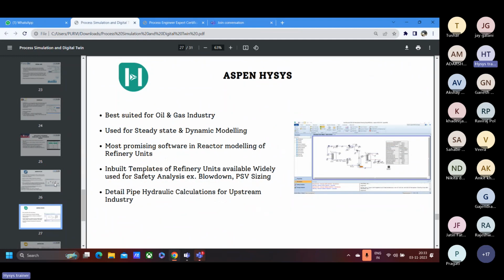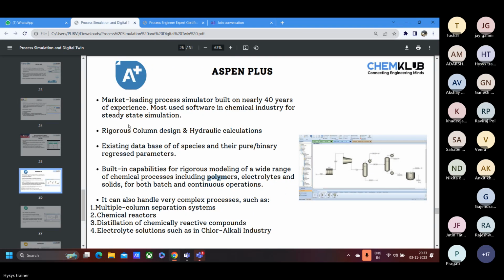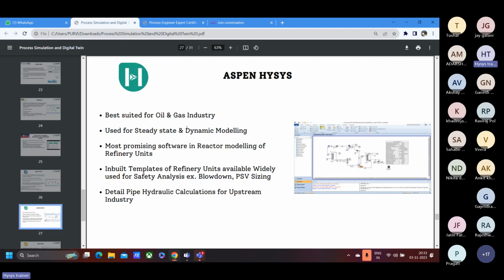Another is Aspen HYSYS. So in Aspen Plus, I said that it is static, that is steady state simulation, but in HYSYS you can also do dynamic simulation. That is the only difference. This is most suited for oil and gas industries. Inbuilt templates are also available where you already have equipment for blowdown analysis, PSV sizing, safety analysis, refinery units. So those kinds of reactor modelings you can do. Then there is detailed pipe hydraulic calculation. You can also perform it in Aspen HYSYS.